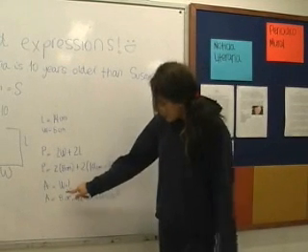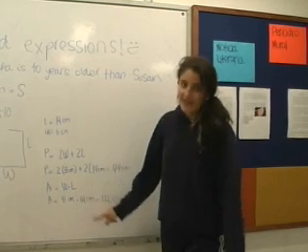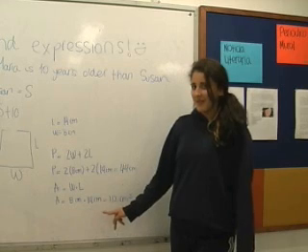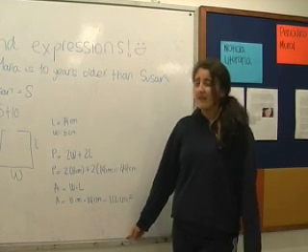Area will be width times length, and this is equal to 8 centimeters times 14 centimeters, and this will be 112 centimeters squared.